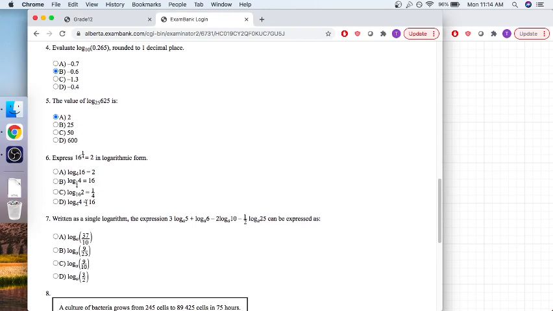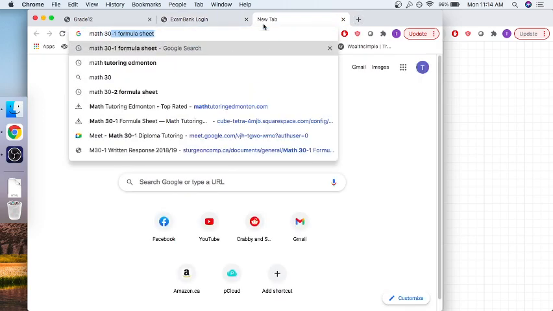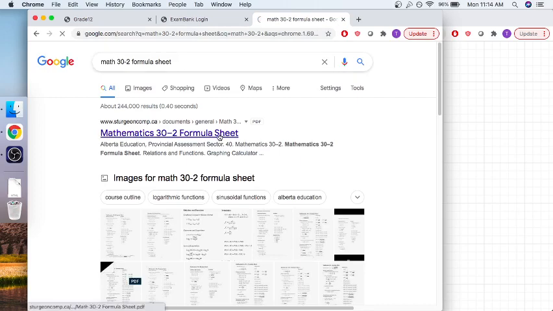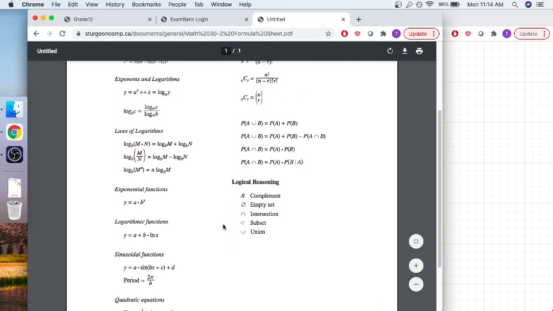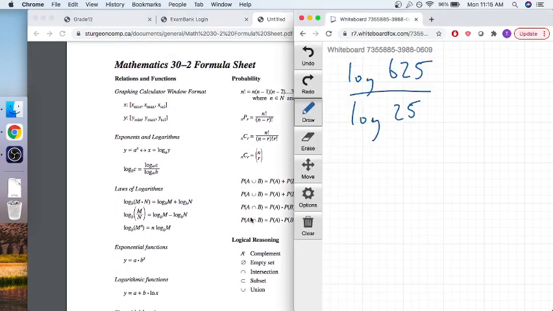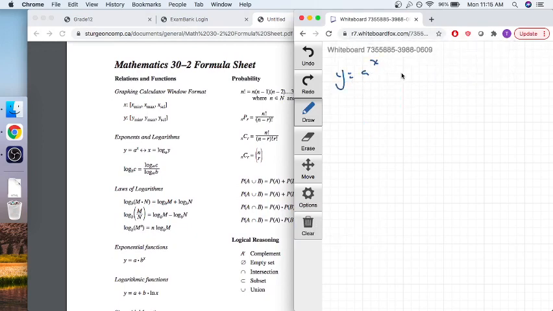Express this in logarithmic form. What's our formula sheet for that? Math 30-2 formula sheet. Okay, y equals a to the x, and go back and forth with x equals log a of y.